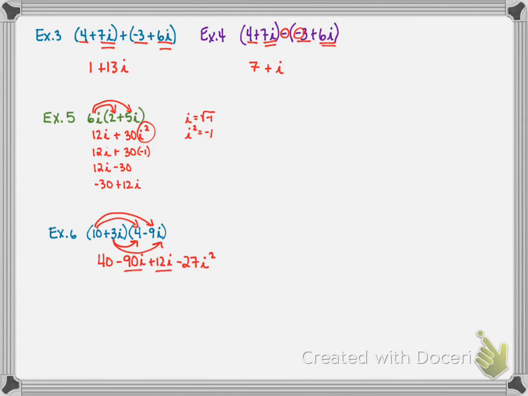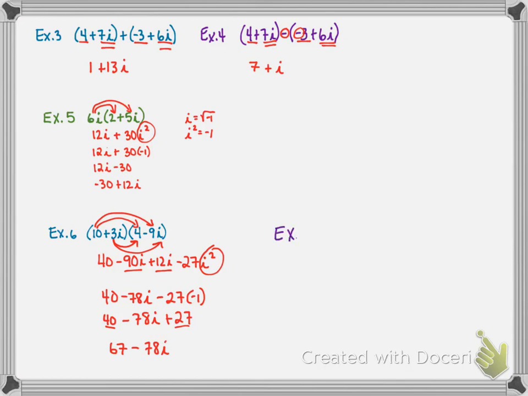Begin by combining like terms. So 40 and then negative 90i plus 12i is negative 78i. And then negative 27, remember i squared can be replaced with negative 1. This is 40 minus 78i plus 27. Let's combine our like terms. 40 plus 27 is 67 minus 78i. So our product is 67 minus 78i.